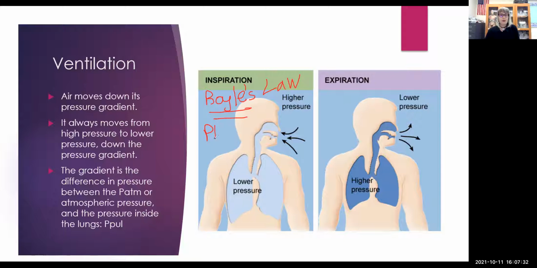So as the pressure goes down, volume goes up. When the lungs expand, the volume of the lungs expands, the space inside the lungs expands, so P-pul goes down. As the volume goes up, P-pul goes down.